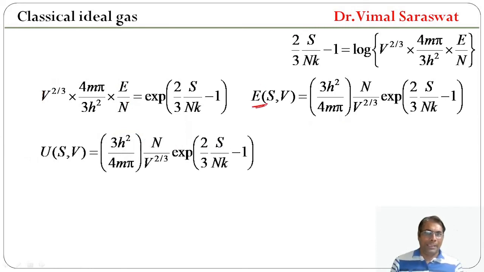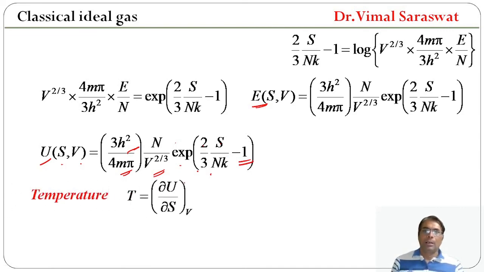And this E is actually our internal energy. So U, which is the function of S and V, is equal to 3h²/(4πm)·N/V^(2/3)·exponential of (2/3 S/Nk minus 1). Now temperature. To get temperature from internal energy, we differentiate U at constant volume with respect to entropy. So T equals (∂U/∂S) at V.